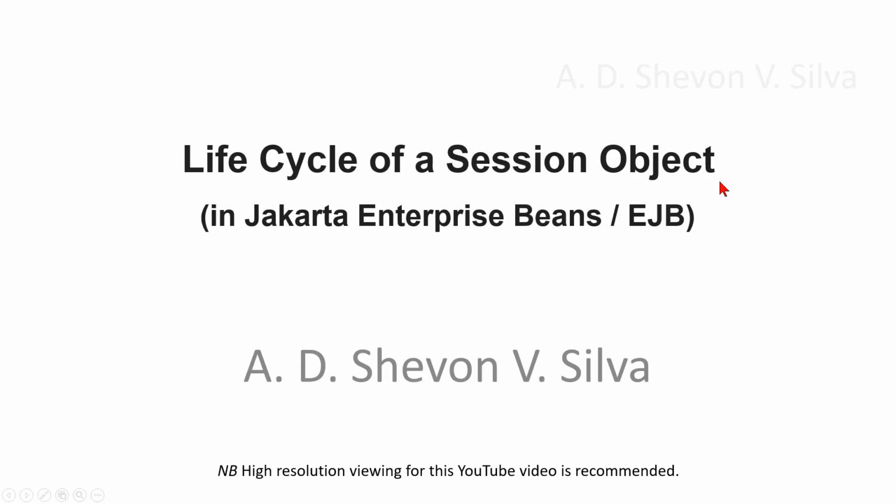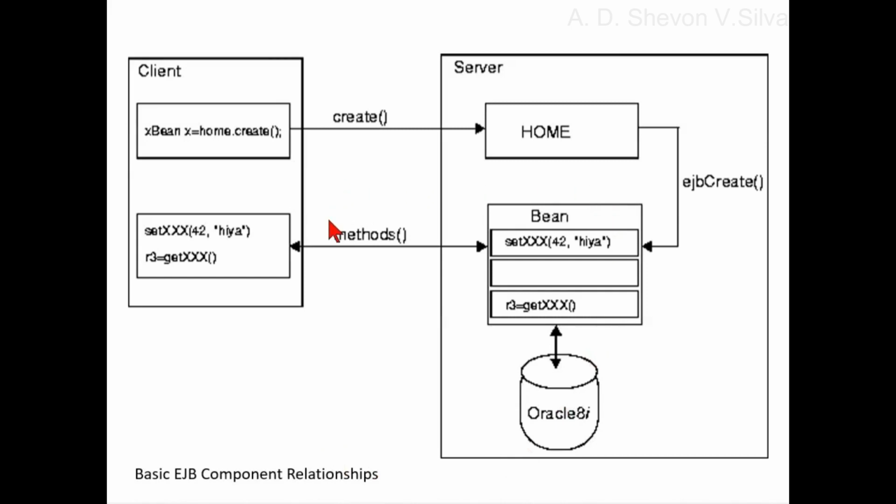Life cycle of a session object in Jakarta Enterprise Beans, or EJB. Here you can see basic EJB component relationships. There are 4 major components that you must create to develop a complete EJB.